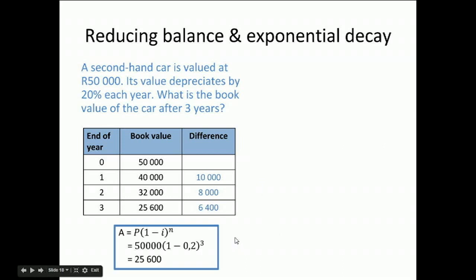If we use the compound decrease formula, we get the same thing. So we're substituting i as 0.2. This is annual, remember. And 3 because it's 3 years. And 50,000, which is our starting value, the starting value of the second-hand car, remember? It's not a new value.